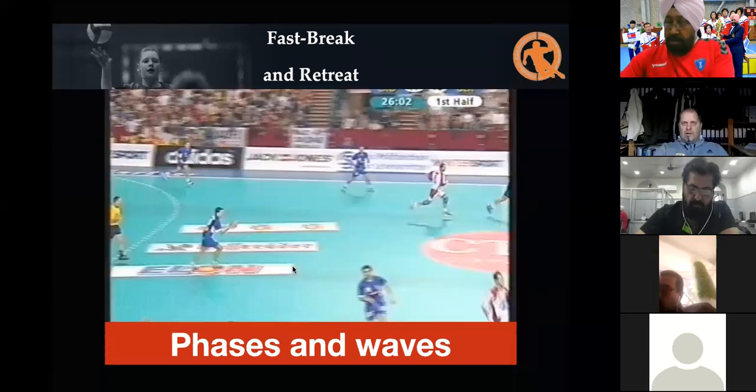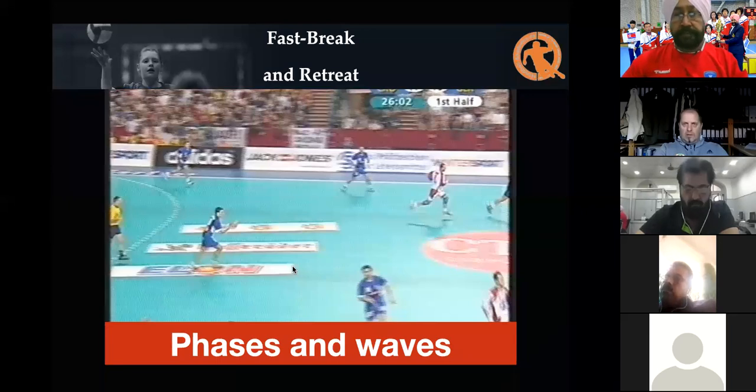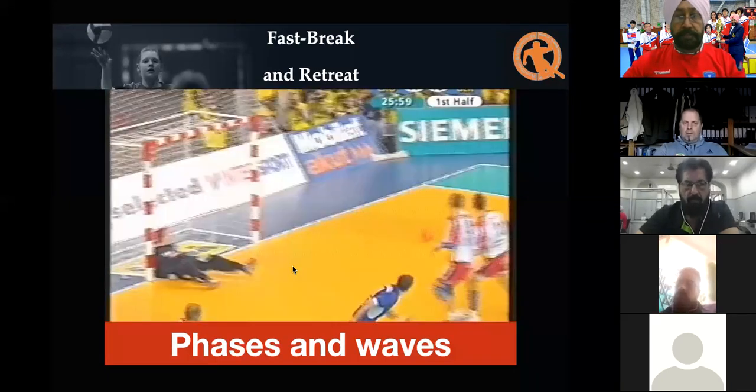First example you see here. Again, white team attacking, blue team now taking a little bit more time.